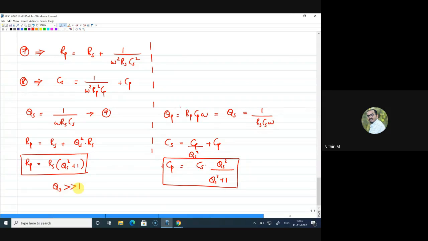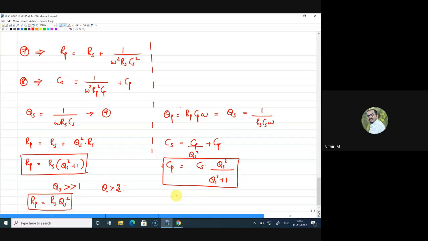So 9 is large when compared to 1, right? In such a case, this can be approximated as RP equals RS times QS square. This is true only when QS is large. If your QS is somewhere around 1 or close to 2, then this approximation cannot be done. You can take it that if Q is greater than 3, Q square is 9 or something like that. That is the case when you have RC or RL circuits on an IC and you measure the Q factor.